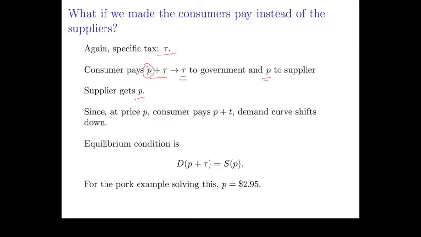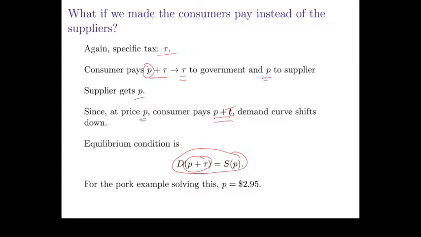This is going to cause the demand curve to shift downwards. Why? Because at the price P, the consumers have to pay P plus tau. So the equilibrium condition is going to be: what is the price at which the consumers demand when the price is P plus tau is exactly equal to the producer's supply when the price is P.